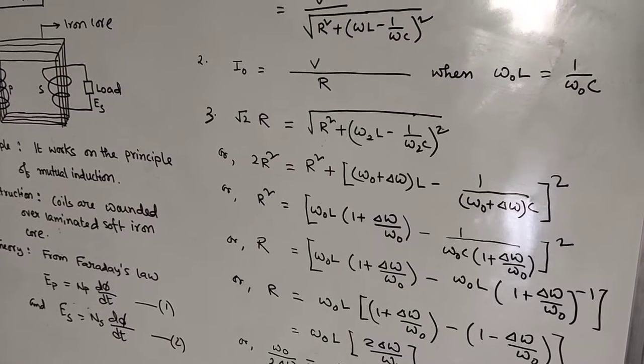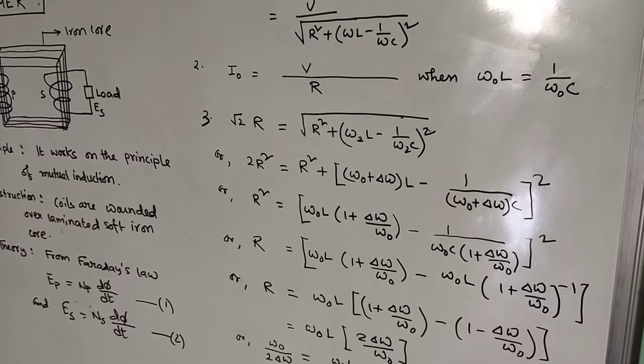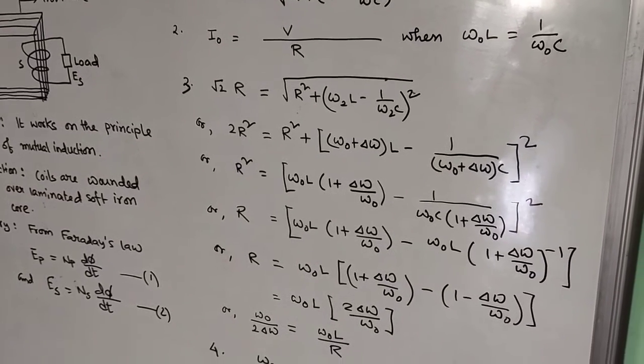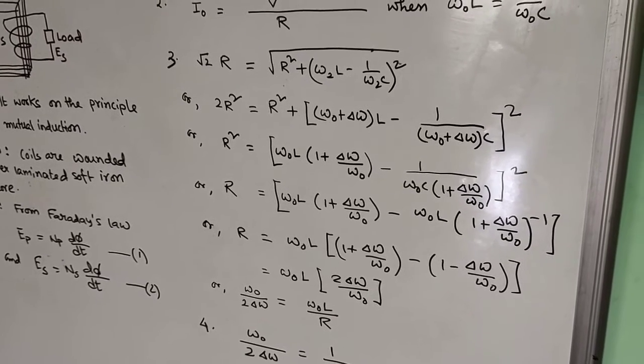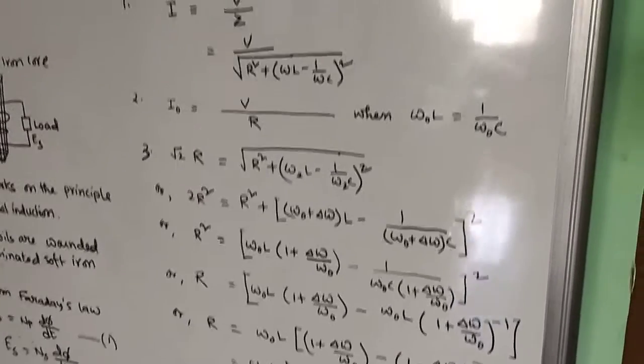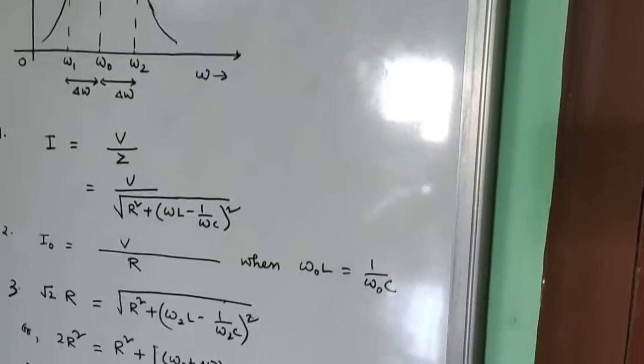So root over R square plus, omega 2 L minus 1 by omega 2 C, whole square. So if you take the square on both sides, then it's 2R square plus, and in place of omega 2 we have substituted the value omega naught plus delta omega.